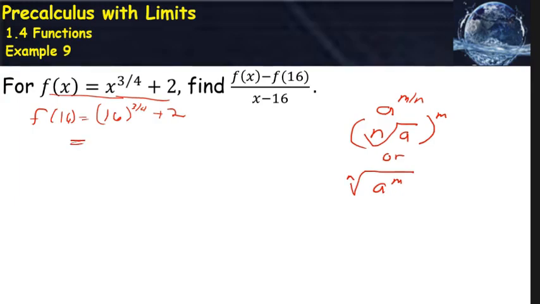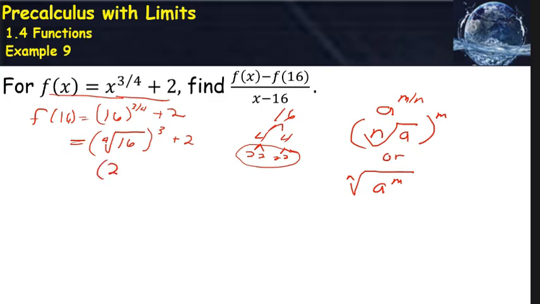So whatever way works best for the problem that you're given, you can rewrite this. So I'm going to write this as the 4th root of 16 because my denominator is 4. And then I'm going to raise that to the 3rd power. And then I'm going to add 2 because I'm looking for f of 16. So the 4th root of 16, well, 16 is 4 and 4. And that's 2 and 2 and 2 and 2. So the 4th root of 16, I have a set of 4 2's right there. So the 4th root of 16 is just 2. And that's going to get cubed, and then plus 2. Well, 2 cubed is 2 times 2 times 2, which is 8, plus 2, which is 10. So I know f of 16 is 10.